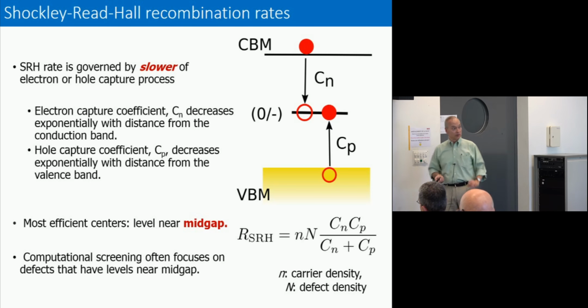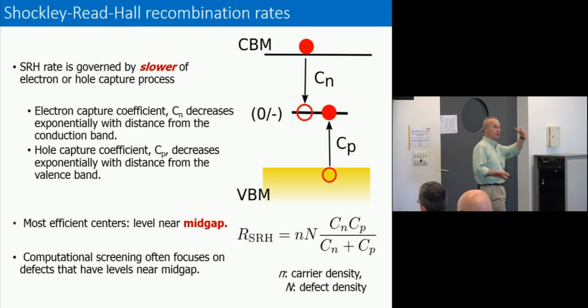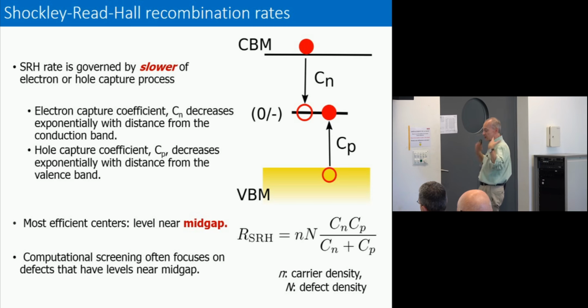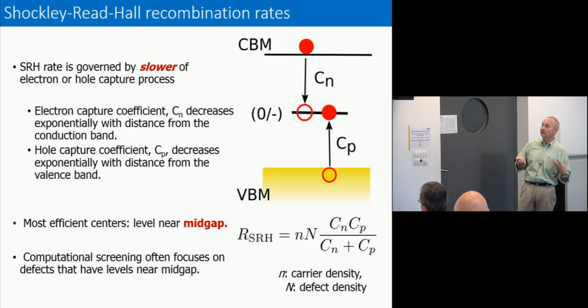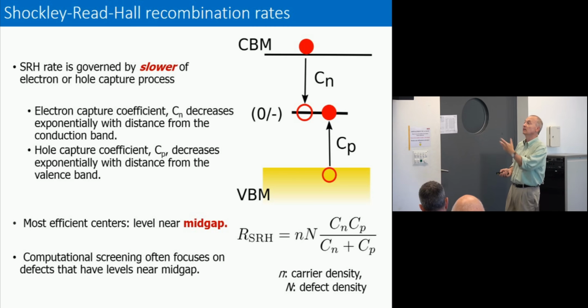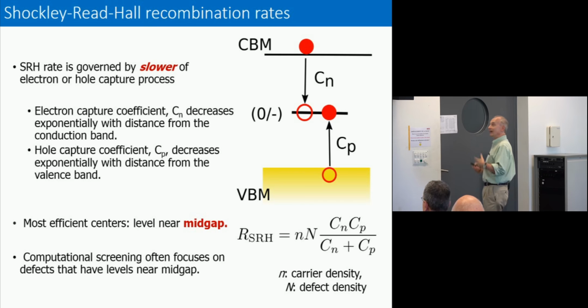So that's a simple rule of thumb. Mid-gap levels give you the highest recombination rate, and this rule of thumb has been used, explicitly or implicitly, to think about what role defects play for non-radiative recombination. In particular, I see that in the context of high throughput searches, people are using this rule for identifying which defects would be most detrimental for a device.